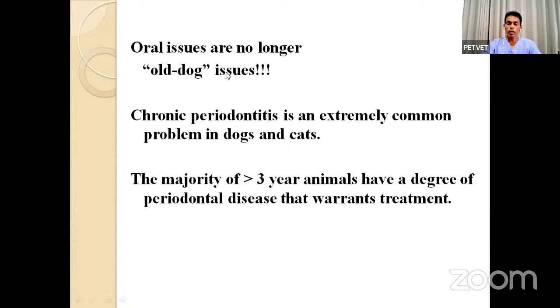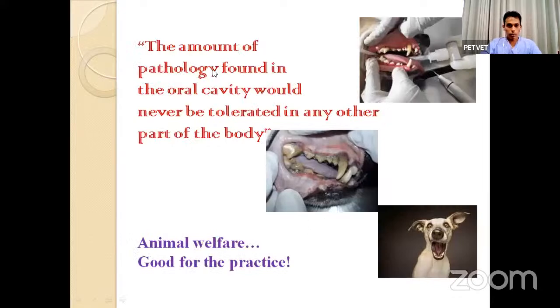It's an old dog issue only as long as we are not sensitive to that problem and we don't have the appropriate knowledge. Otherwise, if you are sensitive to these issues, it's no longer an old dog issue. So the statistics say the majority of animals, more than three quarters of old animals, have a degree of periodontal disease that warrants treatment. So this is a very nice sentence that I use for my WSAVA lecture also: the amount of pathology found in the oral cavity would never be tolerated in any other part of the body.